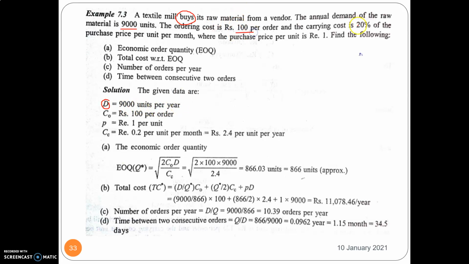Ordering cost is 100. That is C naught is 100 per order. Carrying cost is 20% of purchase price per unit per month. Practically this is how the carrying cost will be estimated. It is some percentage of the purchase price. So what they have given is CC is rupees 2. That is, purchase price is 10. So CC is 20% of CP.